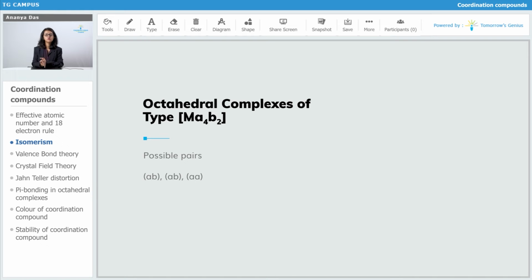Next we come on to the complexes of the type MA4B2. So there are two types of ligands present: 4 times A and 2 times B, giving an overall coordination number of 6. This is the first possible pair. In this, A is trans to B, A is trans to B, A is trans to A. So the trans pair is getting repeated, as well as the same ligand being trans to each other. So this is an optically inactive pair.